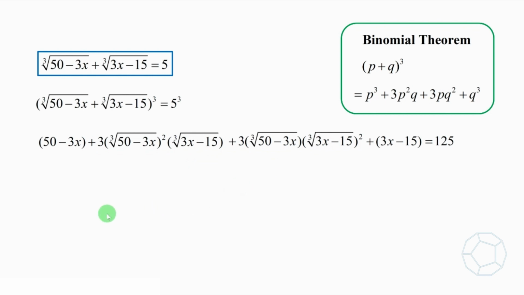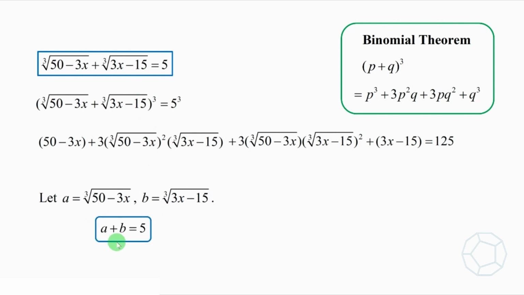Let's use a substitution. We let a equal to the cube root of 15 minus 3x, and b equal to the cube root of 3x minus 15. So the equation is much better now. It's just a plus b is equal to 5.